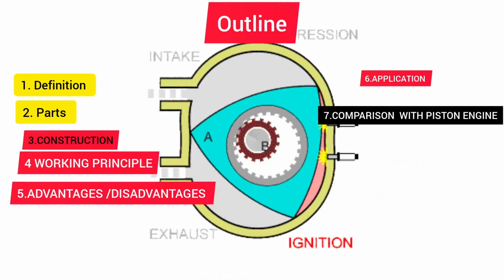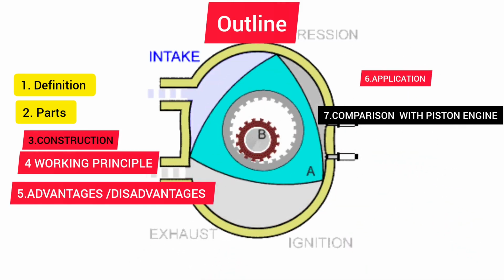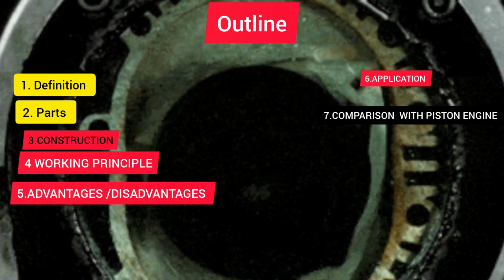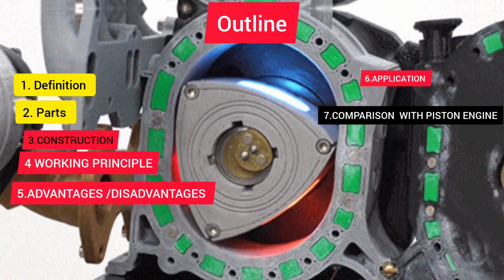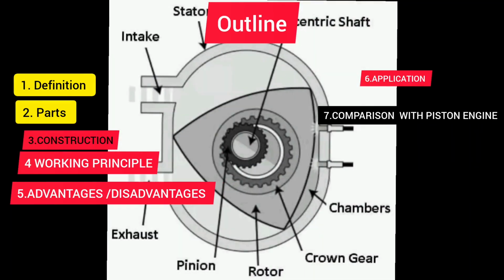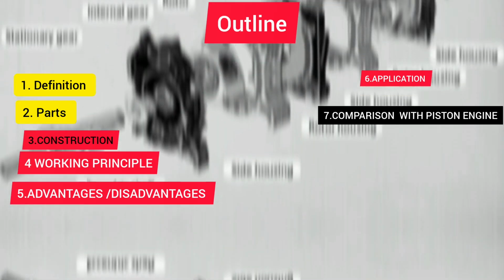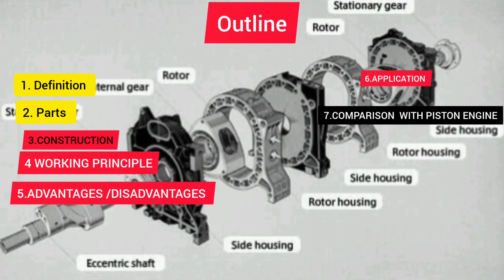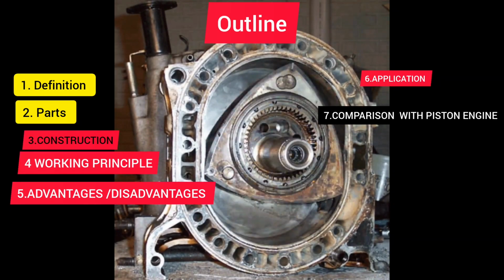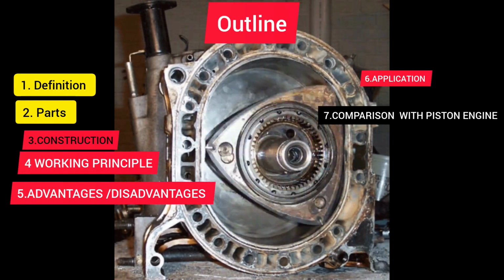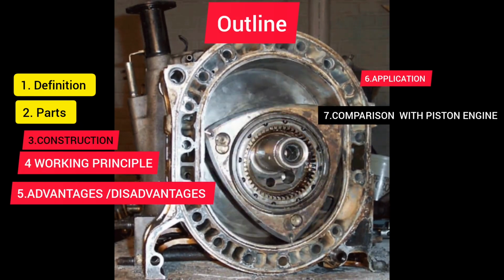1. Definition of Wankel engine. 2. Its parts and how they work. 3. Construction of Wankel engine. 4. Working principle of Wankel engine. 5. Then we know why Wankel engine is uncommon. 6. Advantages and disadvantages of Wankel engine. 7. Applications of Wankel engine. Then we end by differences between Wankel engine and reciprocating engine.